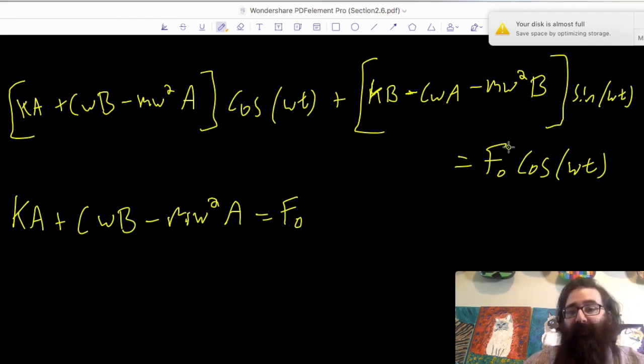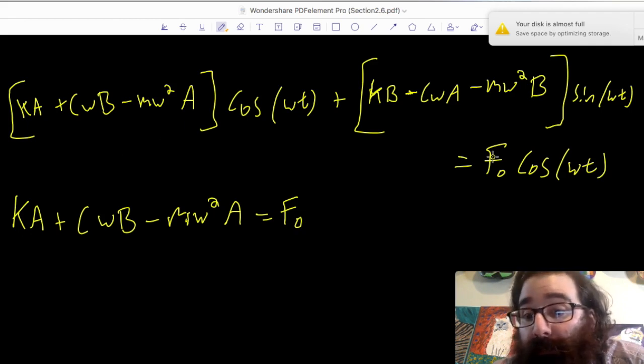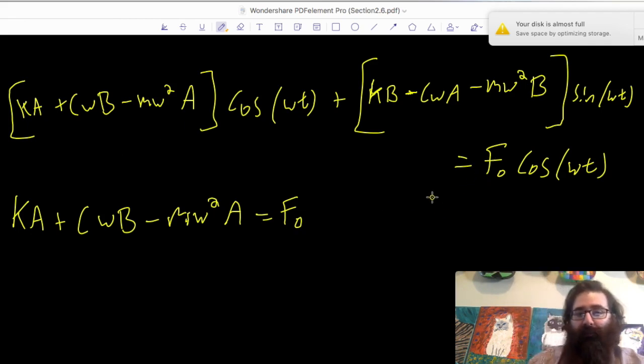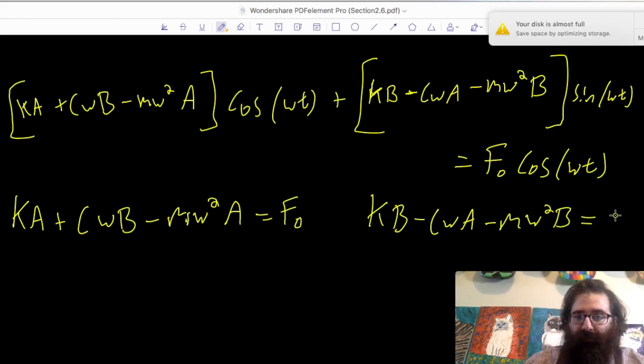And my coefficient on sine, what should that be? It shouldn't be there, so that should be a 0. So that also means then that k b minus c omega a minus m omega squared b should be equal to 0.